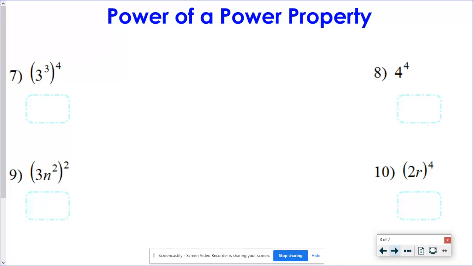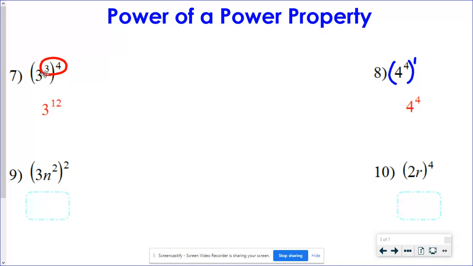On this, when I have a power to a power, when they're both exponents on the same thing, power inside, power outside, that's when we multiply. So this base will stay the same, but my exponent will be a 12. Now, 4 to the 4th, I suppose we could look at this and say, oh, this is all to the 1st power. So when I multiply those exponents, I still just get 4 to the 4th.